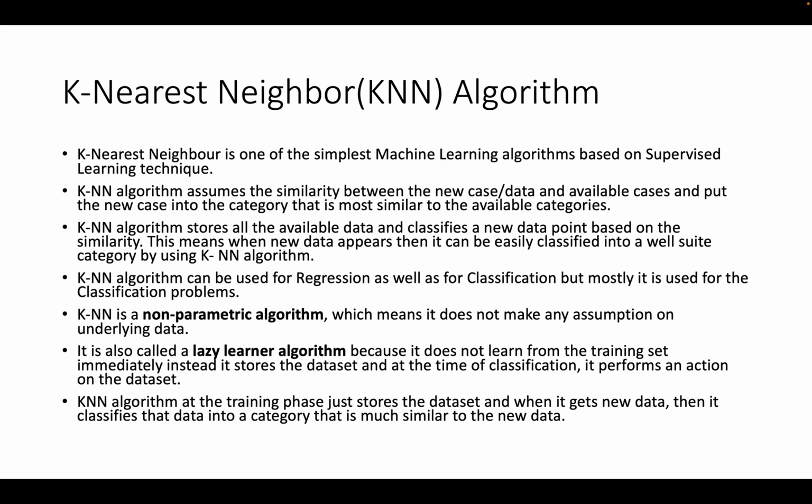Now k-nearest neighbor KNN algorithm. K-nearest neighbor is one of the simplest machine learning algorithms based on supervised learning technique. Again, this is also supervised. KNN algorithm assumes similarity between the new case data and available cases and puts the new case into the category that is the most similar to the available category. KNN algorithm stores all the available data and classifies a new data point based on the similarity.